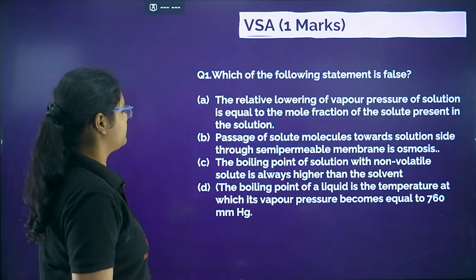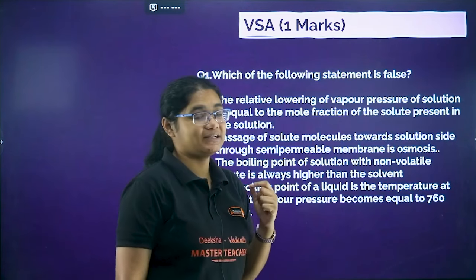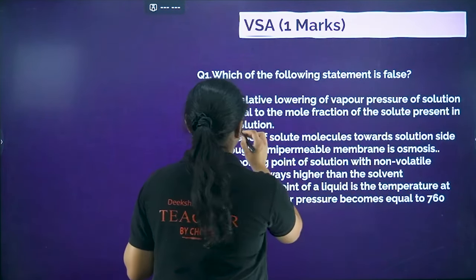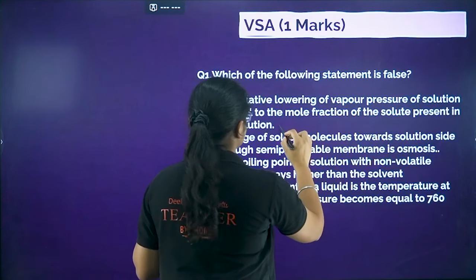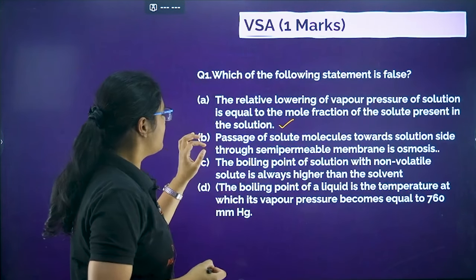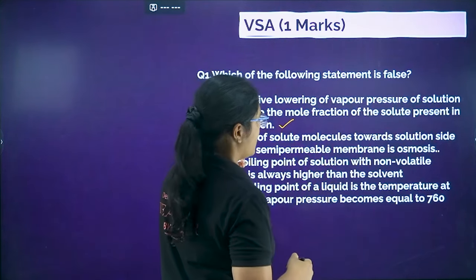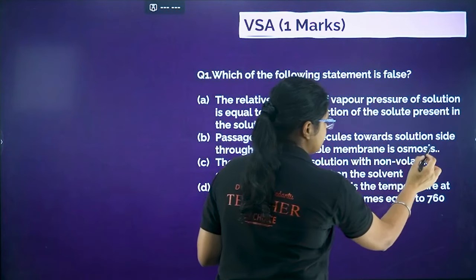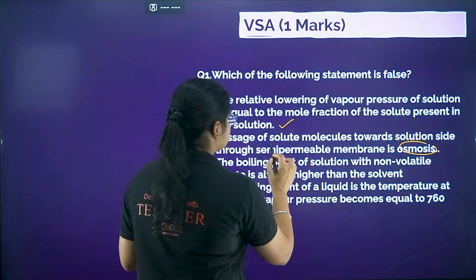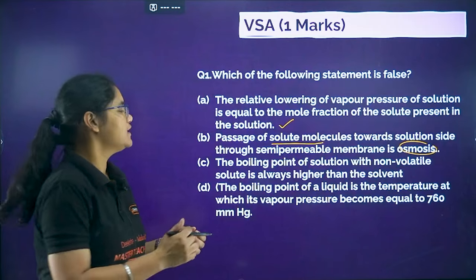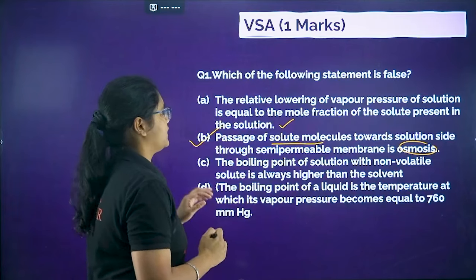Now let's see the first 1 marker question. Which of the following statements is false? The relative lowering of vapor pressure of the solution is equal to the mole fraction of the solute. This is a correct statement. Passage of solute molecules towards the solution side through a semi-permeable membrane is osmosis. Now see, passage of solute molecules. Osmosis is about the passage of solvent molecules. So yes, this is the incorrect statement.